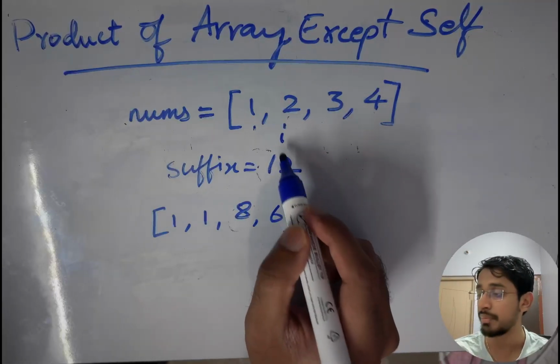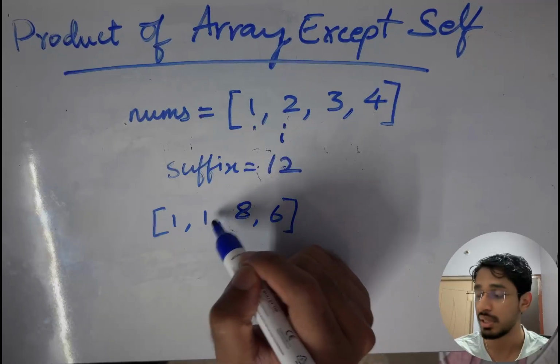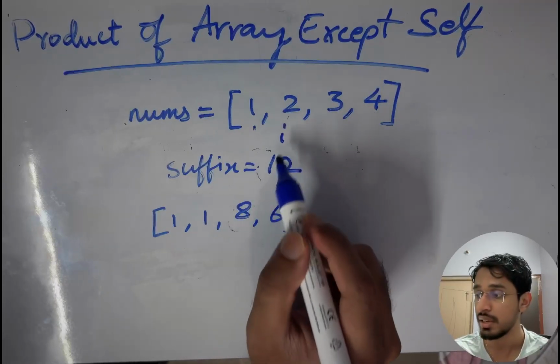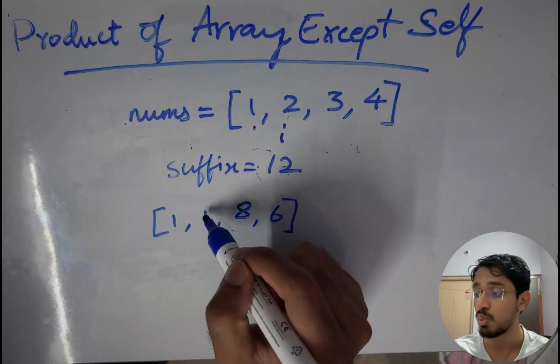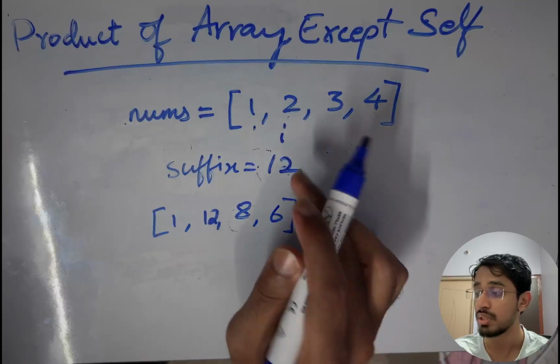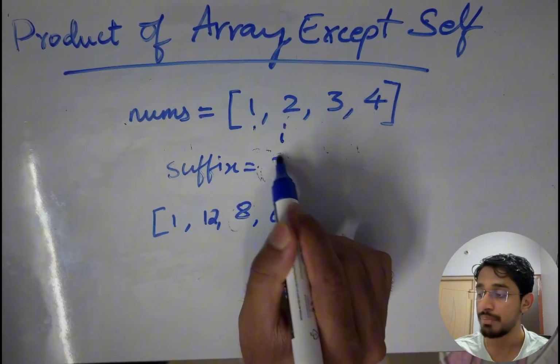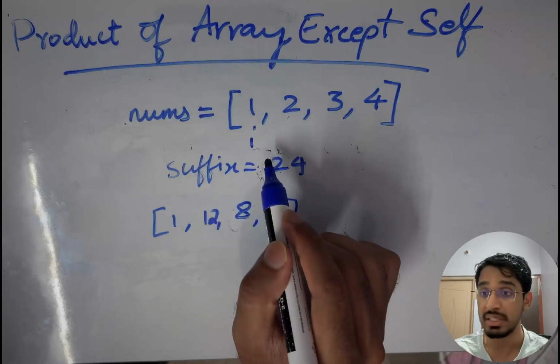Now again we multiply the value of the result array for the current index at I. I is at the first index, so we multiply the value of suffix, that is 12, with 1. So this becomes 12. Update the value of suffix from 12 by multiplying with 2, so this becomes 24, and then we decrement I. So I is at the 0th index now.